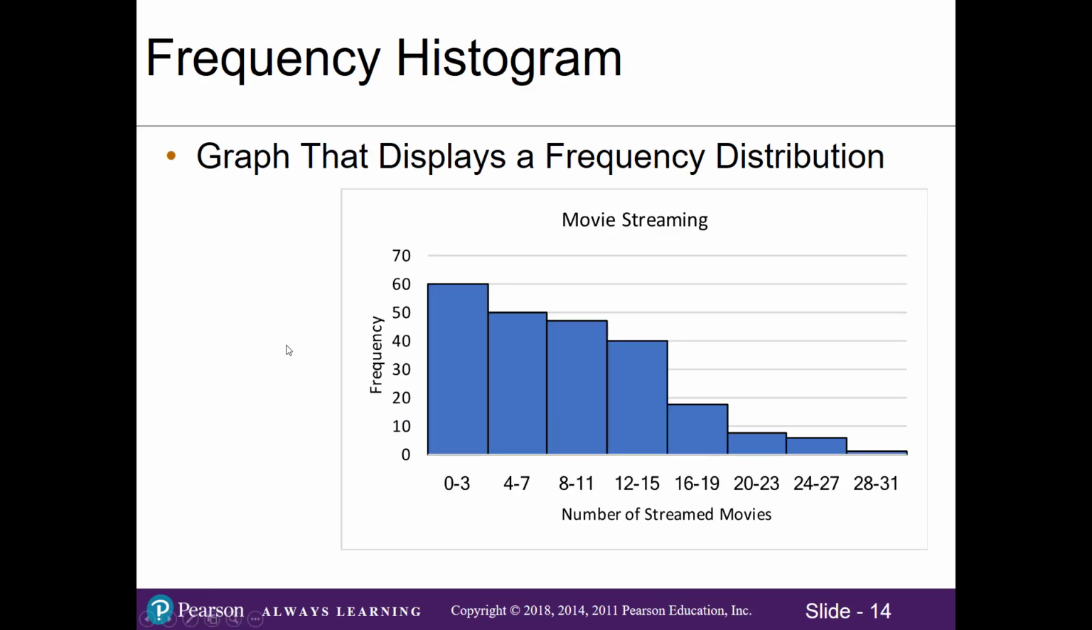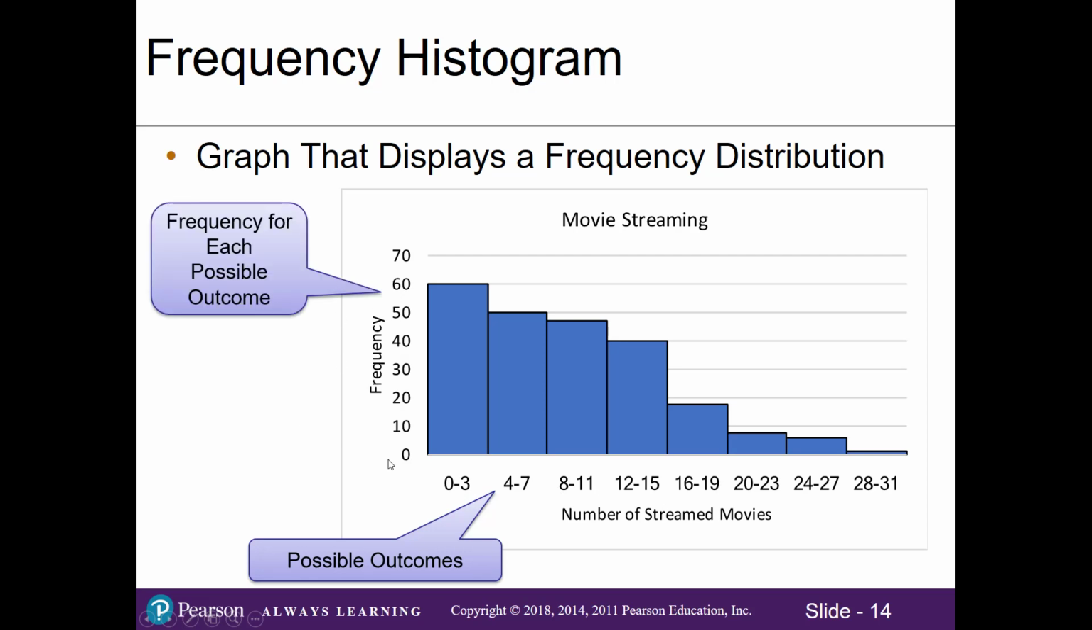So this is a graph that displays the frequency distribution of what we just set up. Down below are the possible outcomes. These were the classes that you had come up with, 0 to 3, 4 to 7, and so on. And on the left here in the y-axis, we have the frequency for each possible outcome. Recall there were 60 that identified 0 to 3 movies, 50 for 4 to 7, and so on. So this is how we display a frequency distribution, and it's known as a frequency histogram.